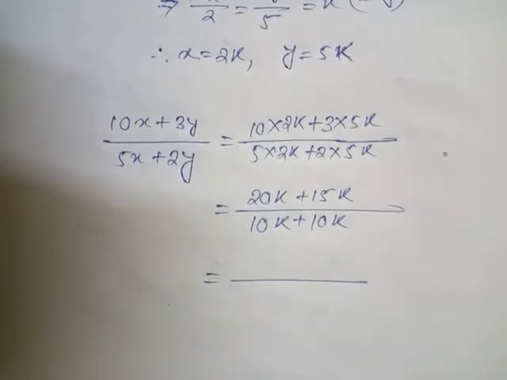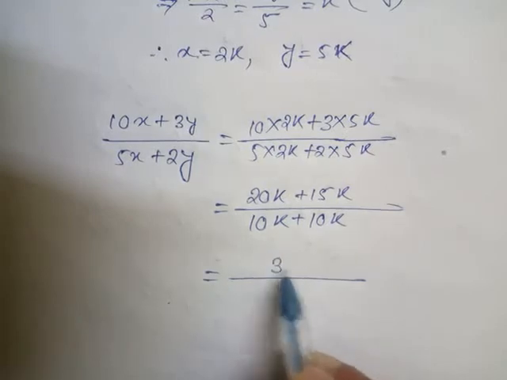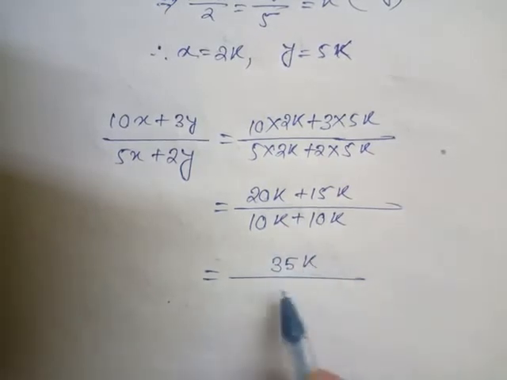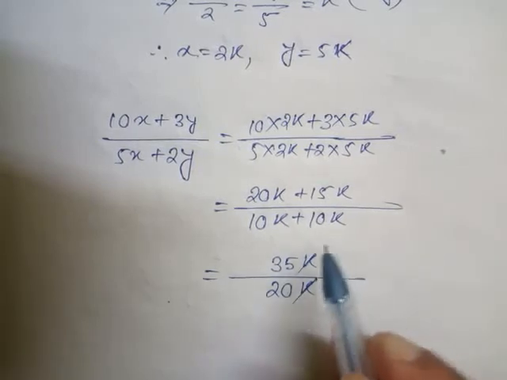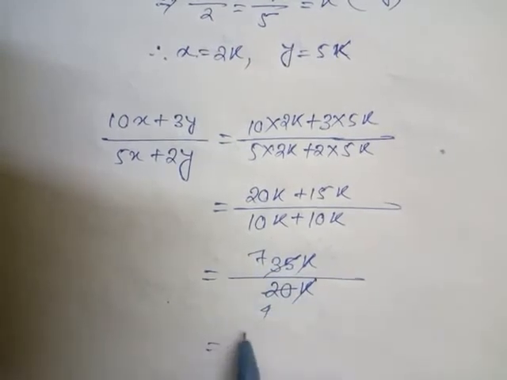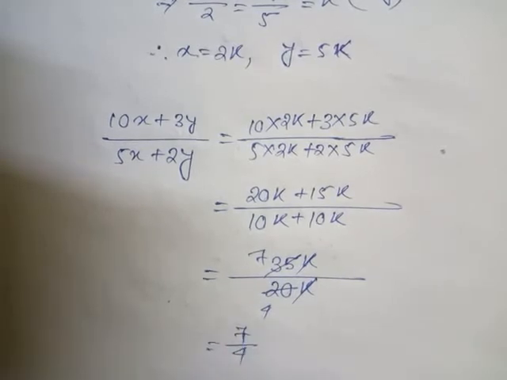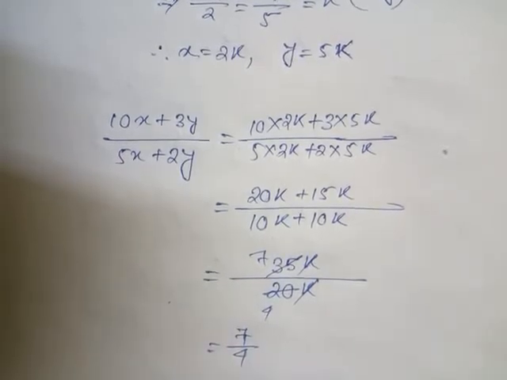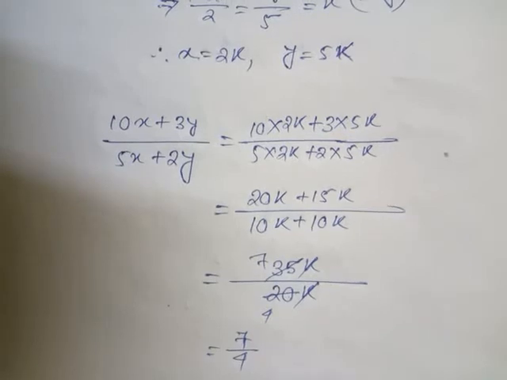Now go for addition. 20 plus 15 is 35k, and there is 20k. Now k and k cancel, and both are multiples of 5: 7 fives and 4 fives, which means 7 by 4. First one over. Now what is part 2?